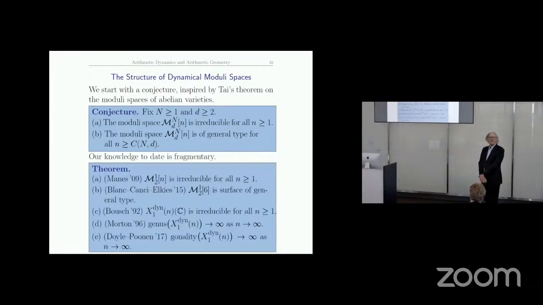So Manes proved that M_2^1(n), so rational maps of degree 2 on P1, is irreducible for all n greater than or equal to 1. So that's part A of the conjecture for D equals 2, capital N equals 1.